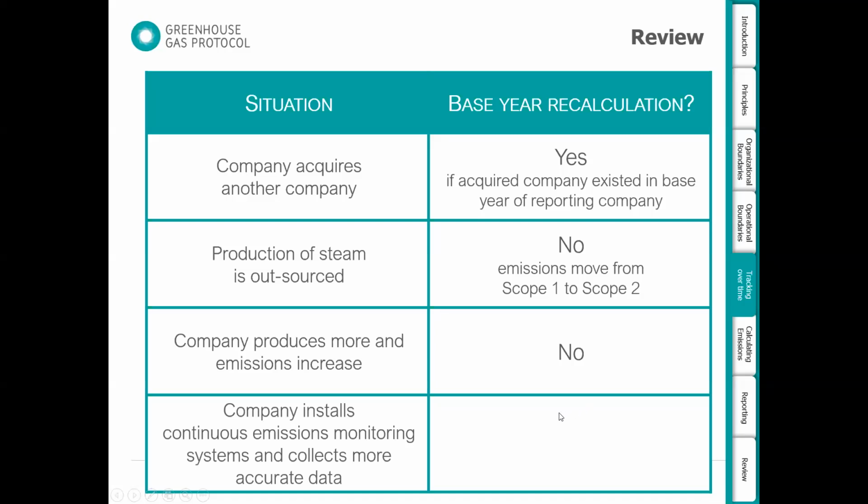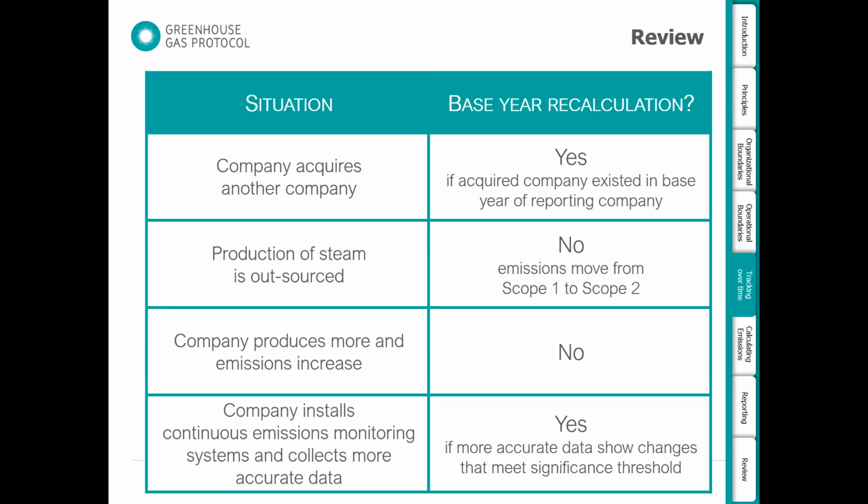And finally, the company installs a continuous emissions monitoring system. More about those in a few minutes. But the company installs this system and collects more accurate data as a result. Will this trigger recalculation of the base year inventory? And the answer is maybe. It will trigger recalculation of the base year inventory, provided that the more accurate data show changes that meet the significance threshold. Otherwise, recalculation would not be required.